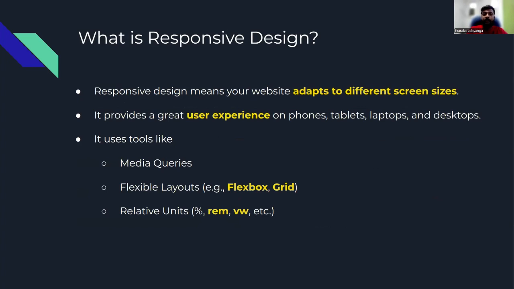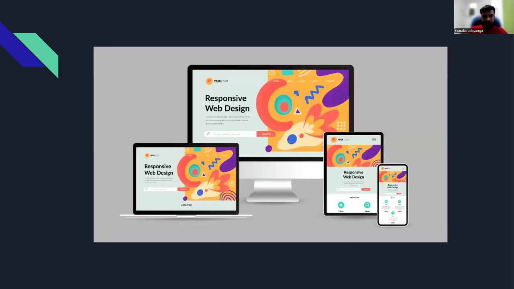To achieve this, we use media queries in CSS, flexible layouts like Flexbox and Grid, and relative units like REM and VW. So all of this is related to CSS. Nowadays we have libraries like Tailwind, Bootstrap, or Material UI, but everything is built on these basic concepts, so it's important to know them.